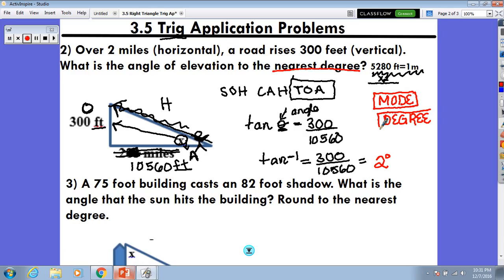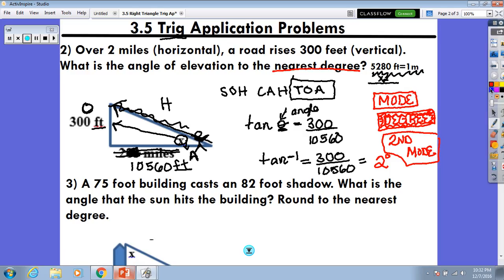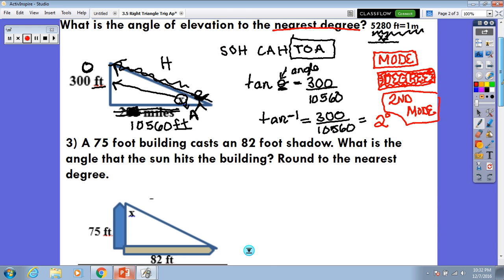You should have a box around degree with the little shading. This means that your calculator is in degree mode, and then we hit second, which is your blue button, and mode to get back to a regular calculator screen. Okay, so if you didn't get 2 degrees, it was probably just because you didn't have your calculator in degree mode, and you have to remember to do that on your test day. Okay, alright, so that's number 2.